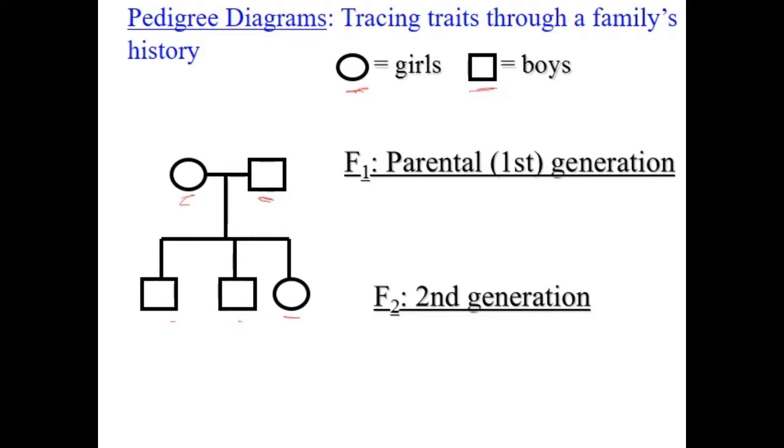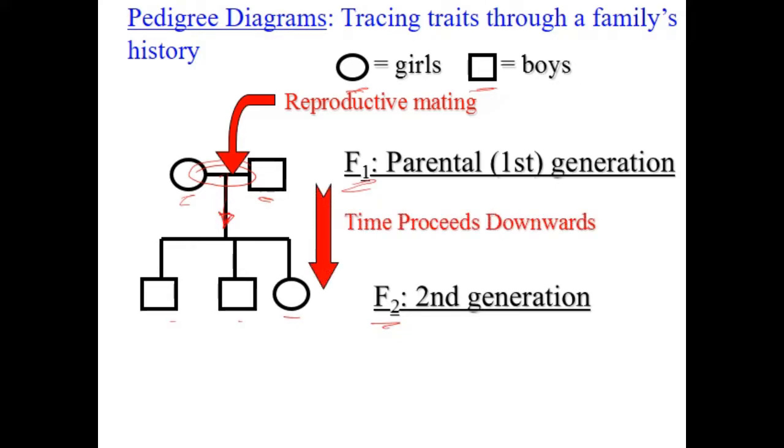Now, the first generation is typically called the F1 generation. Sometimes it's called the parental generation, and then the next generation is called the F2 generation. Before I go on to that, the line between these two here indicates reproductive mating, i.e. their spouses. And then the line coming down from that also indicates that they've produced offspring through that reproductive mating.